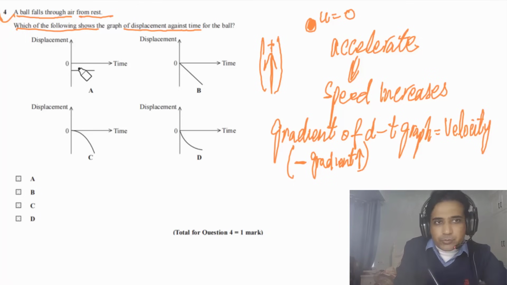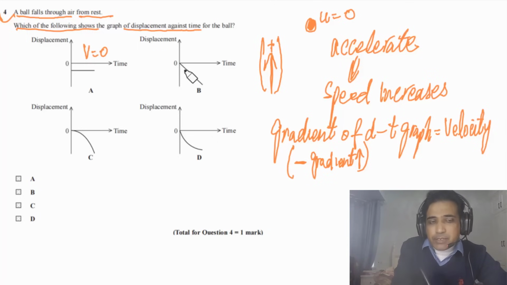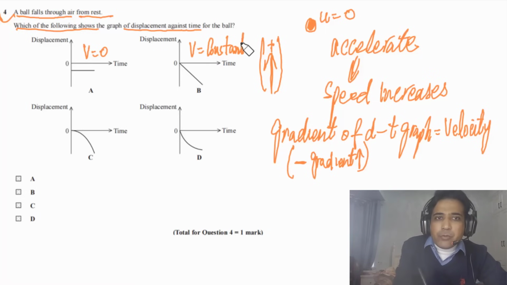Now if you look at the given options, option A is telling us displacement remains constant. It simply means that v is equal to 0, because the gradient of this one is 0. And the gradient of this one is constant, so this is telling us v is constant. But in this case, the velocity of the ball is increasing. So this is not a possible answer. This is also not a possible answer.